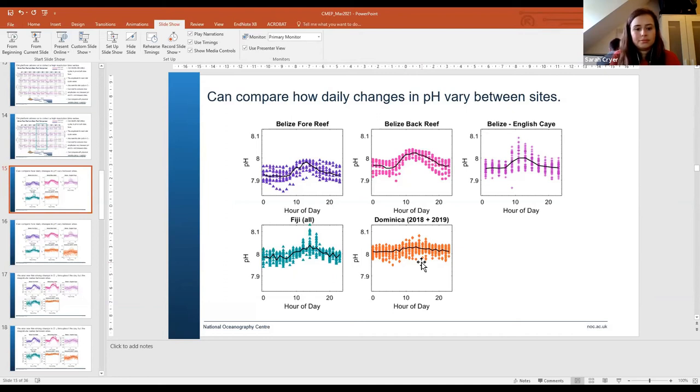I think overall that region is affected by volcanic springs and more acidic water runoff. So overall, perhaps pH might be lower than other locations that we've looked at, but there wasn't any direct influence on the short-term variability that we've seen. We're too far from Champagne Reef for any sources of CO2.